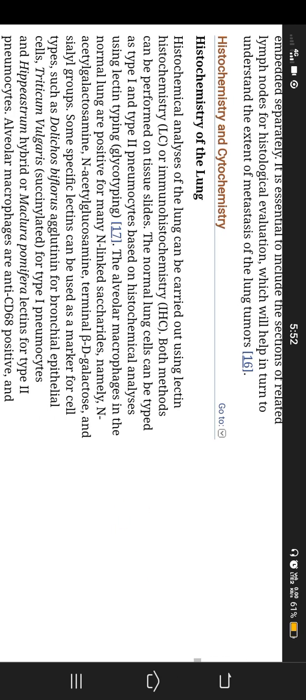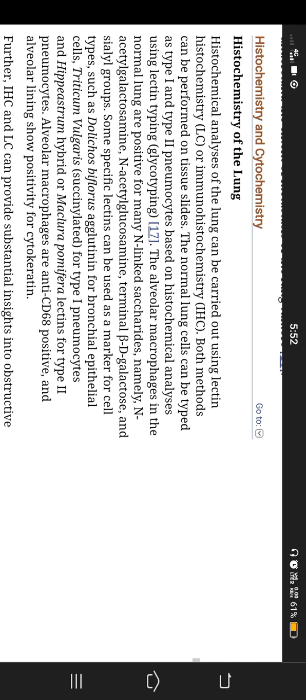Then histochemistry and cytochemistry. Histochemistry of the lung. Histochemical analysis of the lung can be carried out using lectin histochemistry, LC, or immunohistochemistry, IHC. Both methods can be performed on tissue slides. The normal lung cells can be typed as type 1 and type 2 pneumocytes based on histochemical analysis using lectin typing, like glycotyping.